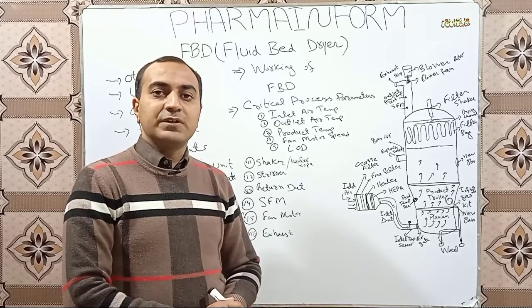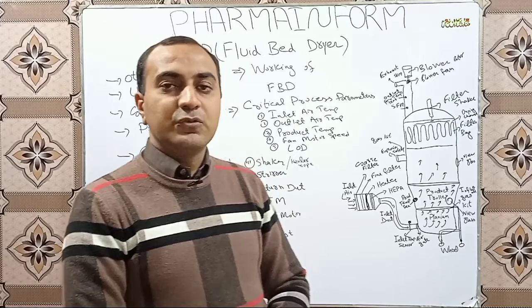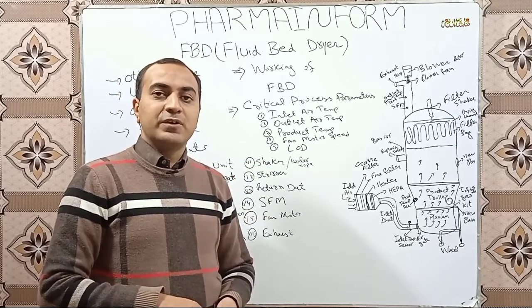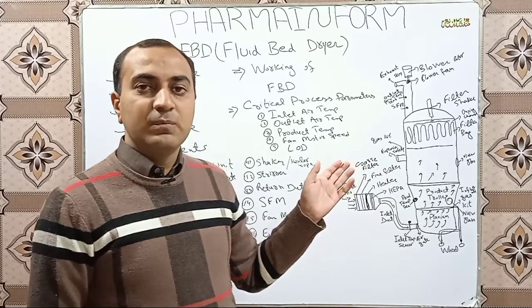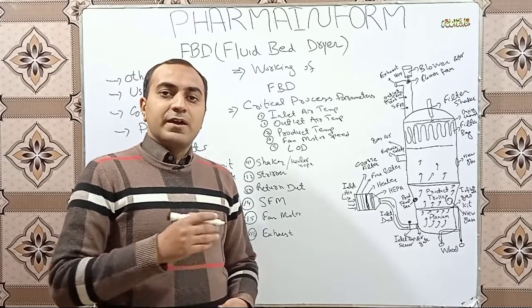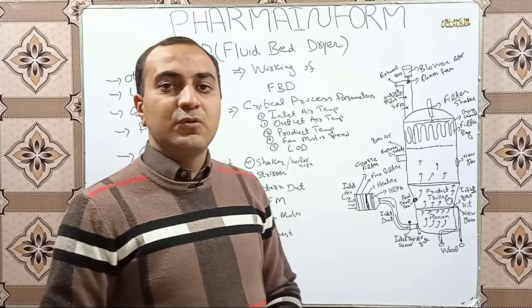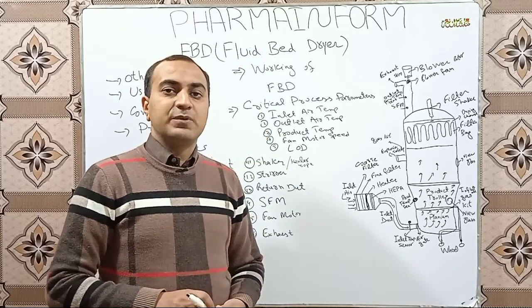specific percentage of LOD, or loss on drying, which is achieved by using different types of dryers, and from those dryers FBD is one of the most important and commonly used dryers. FBD is basically of two types. One is known as vertical FBD and the other is known as horizontal FBD.